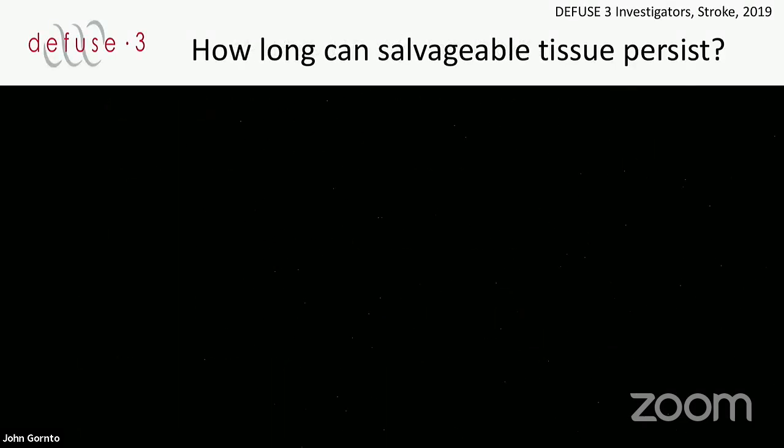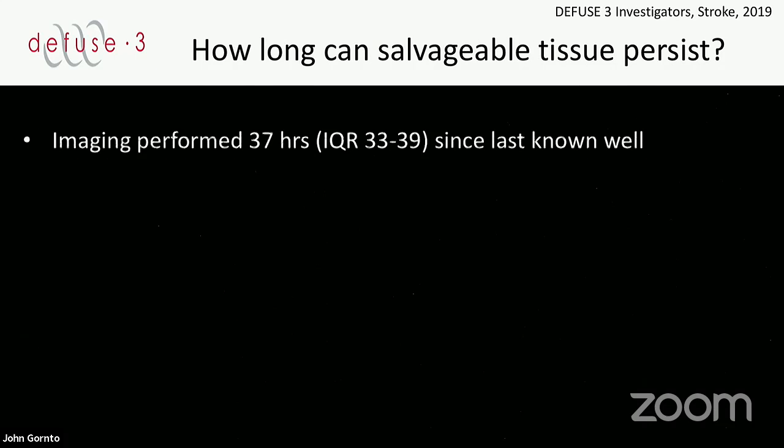Okay, next question. How long can salvageable tissue persist? Right, the DAWN study went out to 24 hours, which a lot of people thought was crazy to go out that far. But is that really the limit? Can we go beyond 24 hours? So we did a study in the control group of DEFUSE 3. Remember, half of the patients were randomized to the medical arm, meaning no thrombectomy. And we re-imaged these patients on average about 37 hours since they were last known well, right?